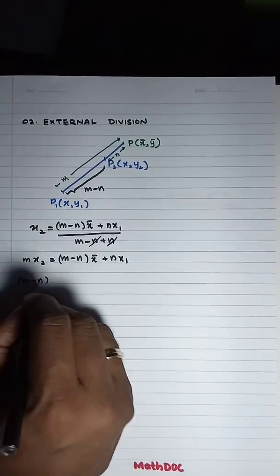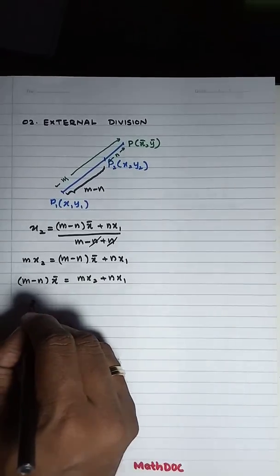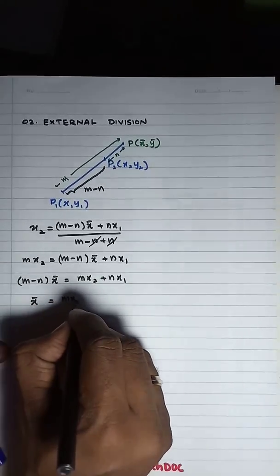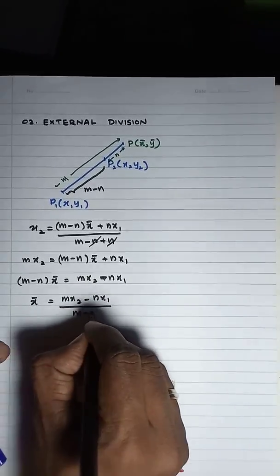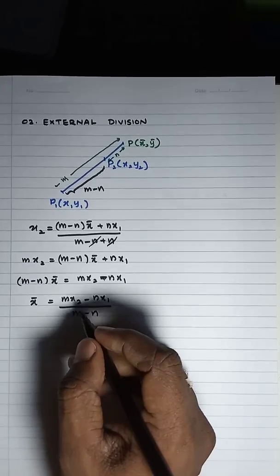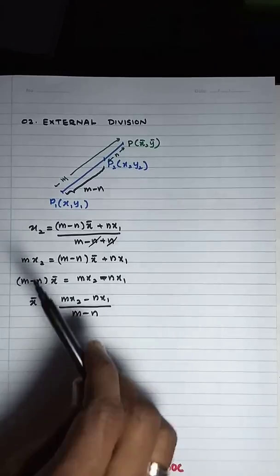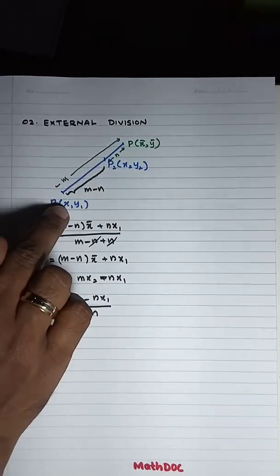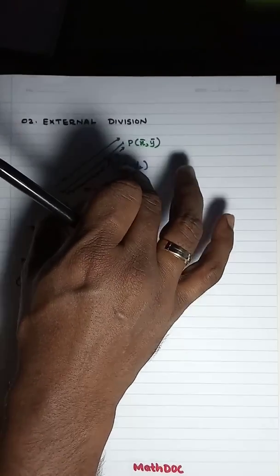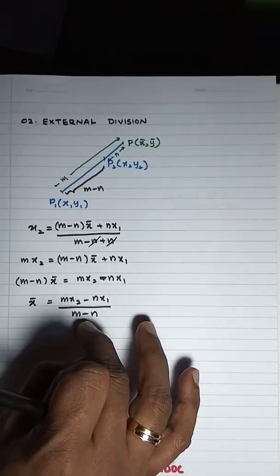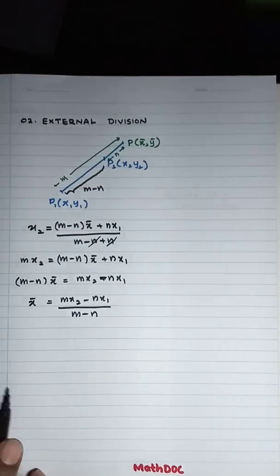Now (m minus n) x bar equals m x2 minus n x1, so x bar equals (m x2 minus n x1) over (m minus n). That is for external division. In the previous case we got a positive plus sign here, but here the pattern is (m x2 minus n x1) over (m minus n).